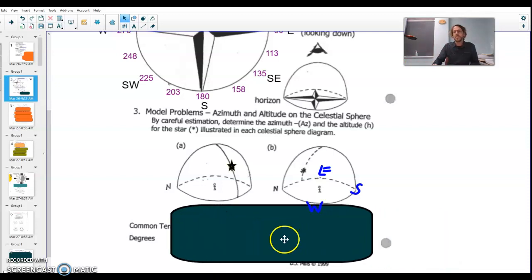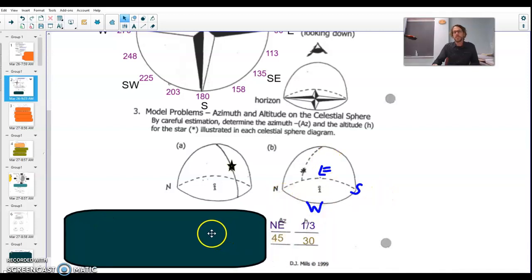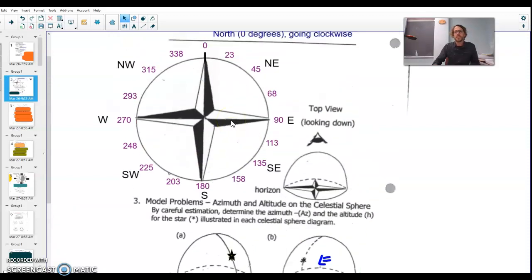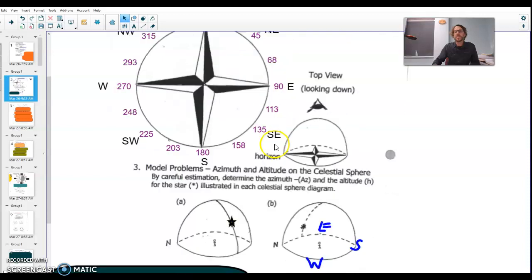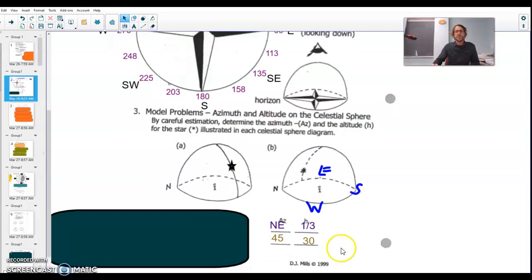So here's another one here, letter B. I got my north over here, south, east, and west. Common way, northeast, 45 degrees. So here's northeast, that's why it's 45 degrees on the azimuth. How high in the sky? That's about a third of the way up. But why don't we go ahead and say it's 30 degrees, then we'll be just a little bit more accurate.